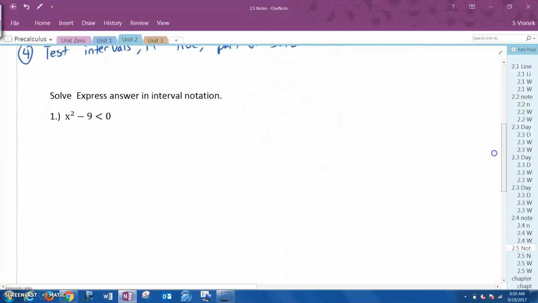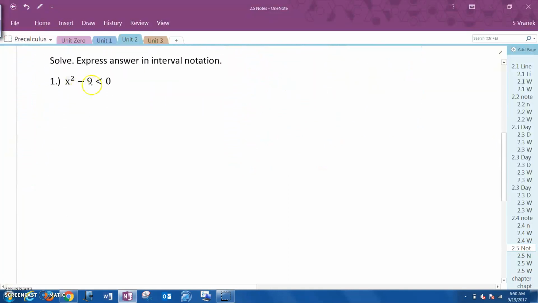So if we look at number 1, we have x squared minus 9 is less than 0. Okay, so the good news is everything's already over to the left side. So step 1 is done. Next step is to factor this. Hopefully you guys realize this is a difference of squares. Then what you could do is break these down and set them equal to 0. So you get x equals 3 and x equals negative 3. Just so I know where my intercepts would be for this quadratic.